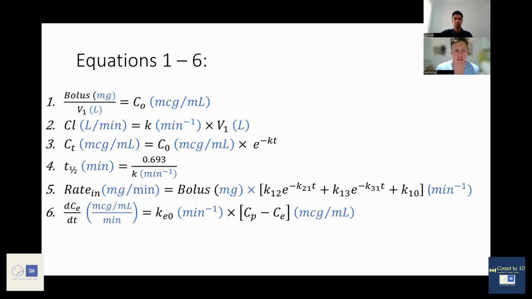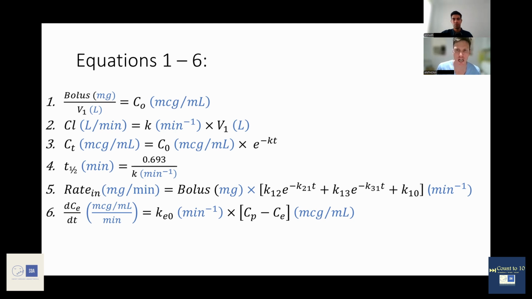And the next thing that you need to know is the equation number 3. If your initial concentration is C0, or let's say 5 micrograms per mil, and you want to estimate what your concentration is going to be at a particular time, that is C subscript T, concentration at any given point in time.